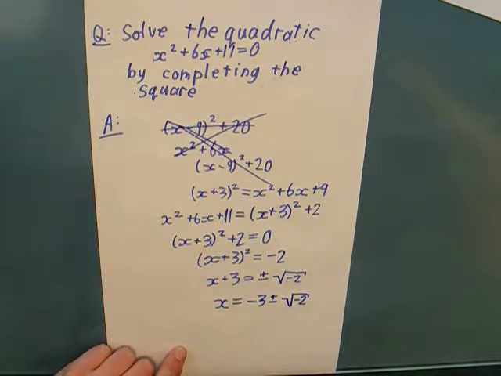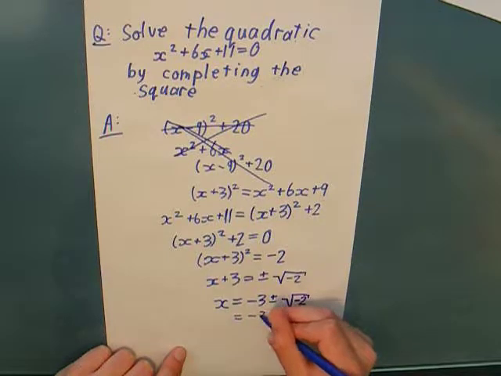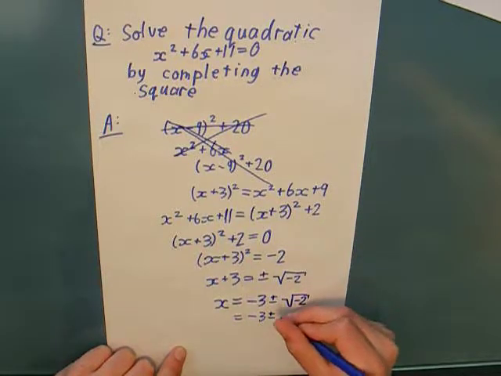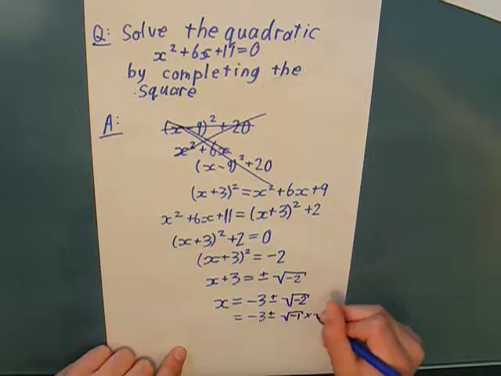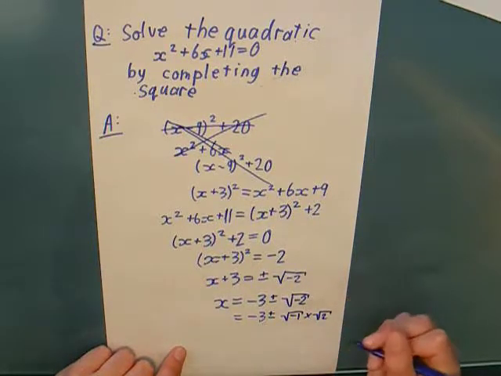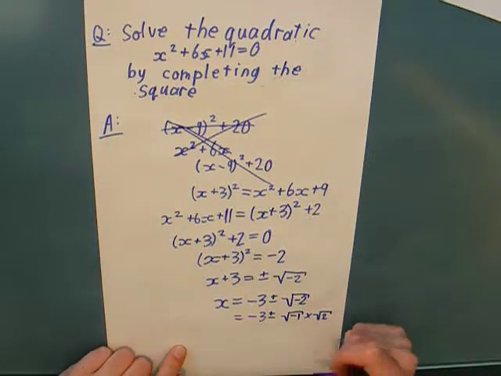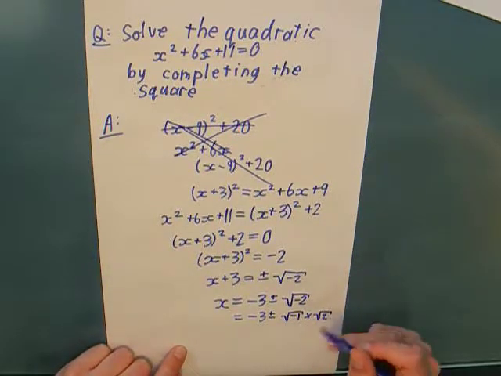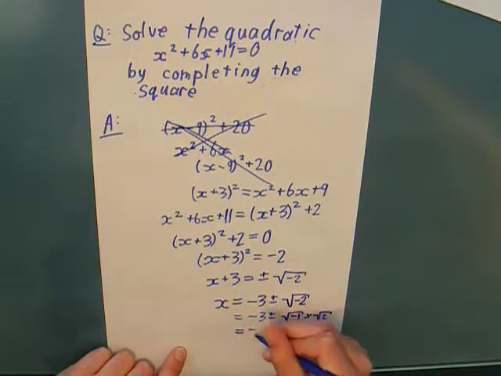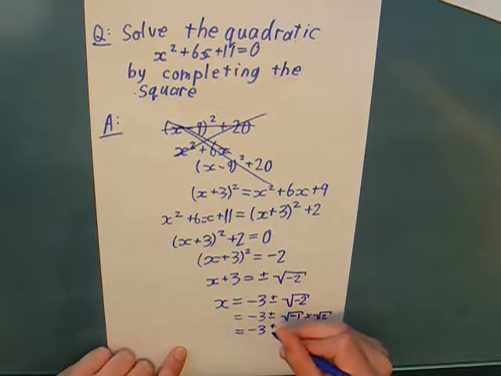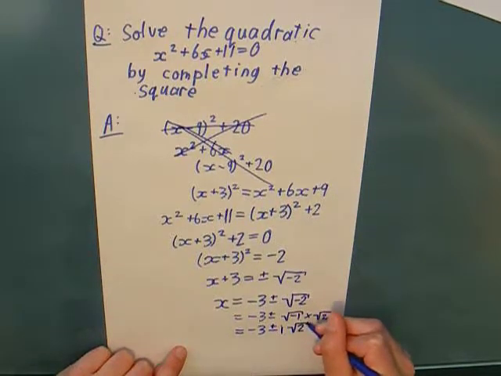Well, like I covered in my simplifying surds video, root negative 2 is just root negative 1 times root 2. And root negative 1, I know this isn't perfect notation as some pure mathematicians might argue, but I'm going to say that root negative 1 is i for the purposes of this. So x equals minus 3 plus or minus i root 2.